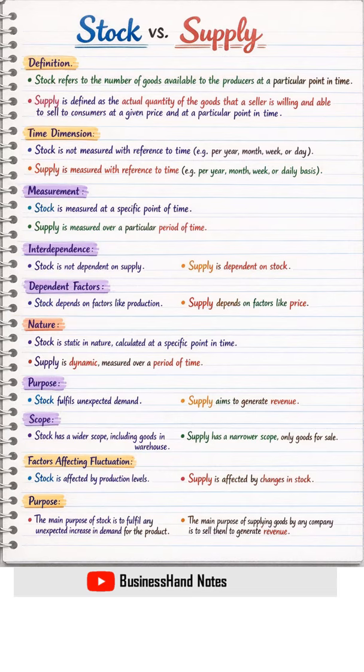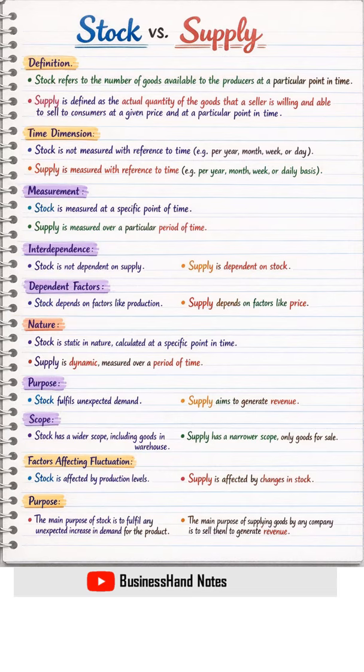Stock is not dependent on supply and can be greater or smaller than the quantity supplied in the market. Supply, however, depends on stock because sellers can only supply goods that are already available, making supply always less than or equal to the total stock. The level of stock mainly depends on production factors, such as the quantity of goods produced. Supply, in contrast, depends largely on price and market conditions, as sellers decide how much to sell based on prevailing prices and expected profits.